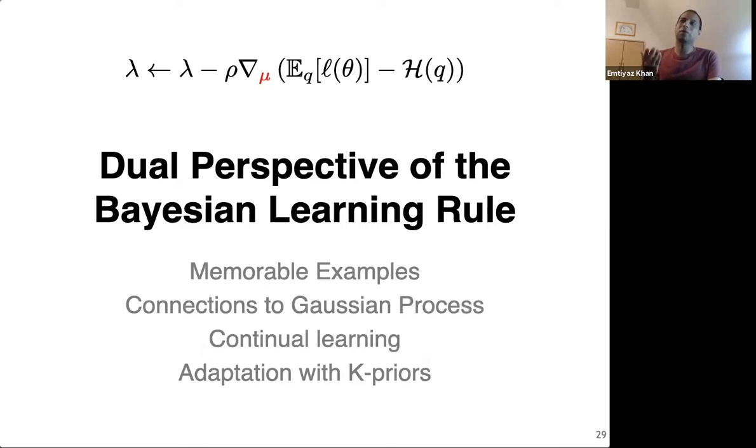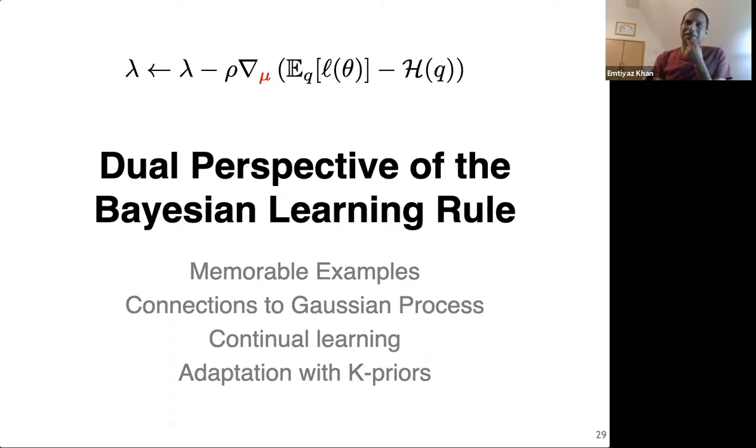And now we can exploit this dual representation to do knowledge representation, knowledge transfer, some sort of thing that you need for adaptation and continued learning. So that's what this part is all about.